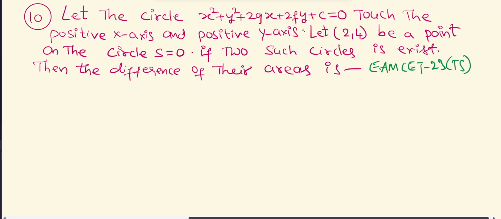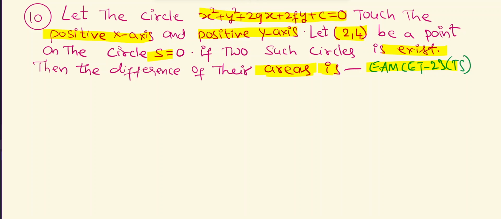This is the 10th question from circles, EAPCET 23. It is given, let the circle x square plus y square plus 2gx plus 2fy plus c is equal to 0 touch the positive x-axis and positive y-axis. Let (2, 4) be a point on the circle S equal to 0. If two such circles exist, then the difference of their areas is dash.